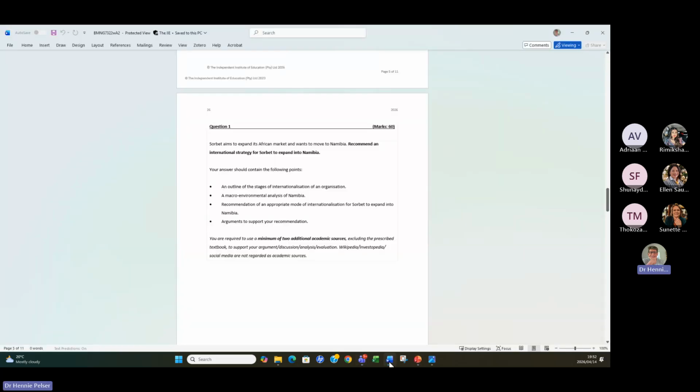Right. So the first one, and then your mode of internationalization. So when you enter into a specific nation, there's certain criteria that we have to consider. So we're still looking at Learning Unit 4.